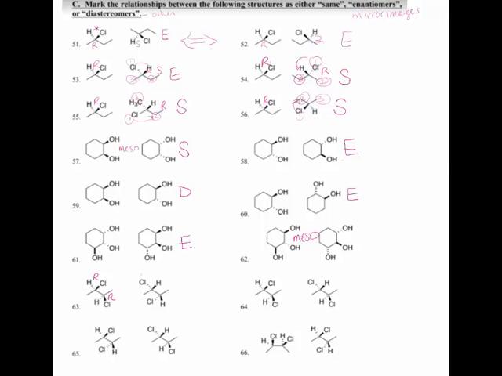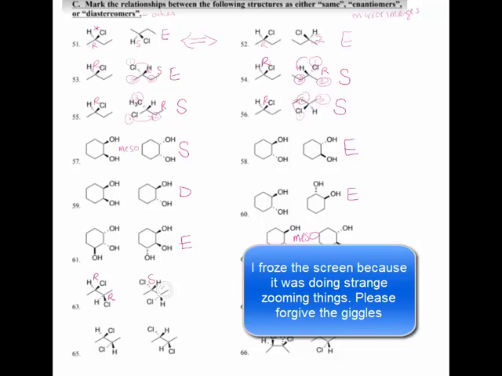So here I have chlorine is 1, molecule is 2, methyl is 3. I'm rotating clockwise, but the H is coming out towards me. So this is an S asymmetric center. Here I have chlorine is 1, molecule is 2, methyl is 3. Rotating clockwise, but H coming out towards me. This is an S. So for number 63, there we are. For number 63, we have enantiomers.